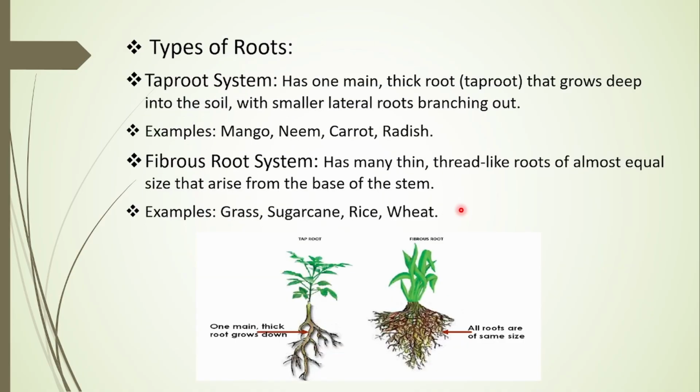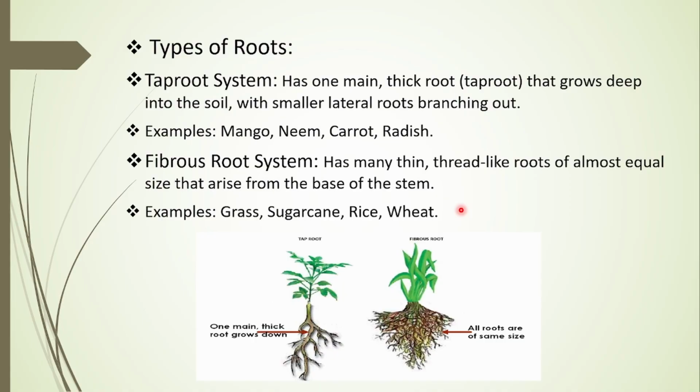Then types of roots. There are two main types. Taproot system has one main root, for example mango, carrot. Fibrous root system has many thin roots, like grass and weed.